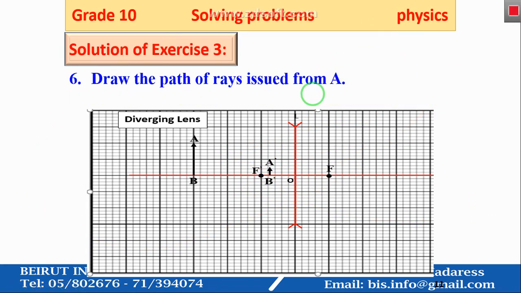Now he asked to draw the path of the rays issued from A. First of all, we draw from A a ray parallel to the optical axis. It will emerge seeming to come out from F', as shown here. The second ray is passing through the optical center O, which will continue without deviation. Both rays will intersect at a single point. This point is A', the image of A. From A', we draw as usual the perpendicular to the optical axis, which represents B', the image of B.